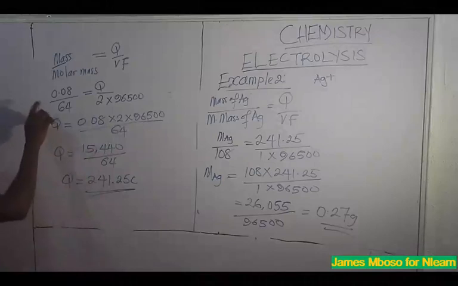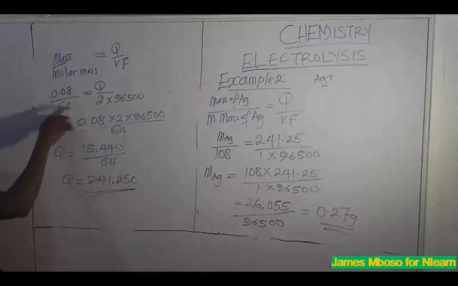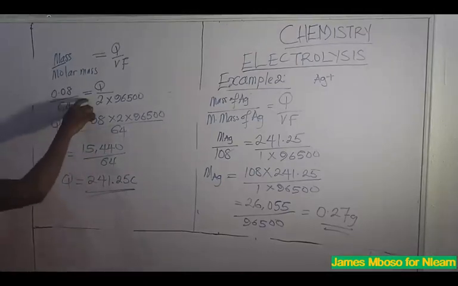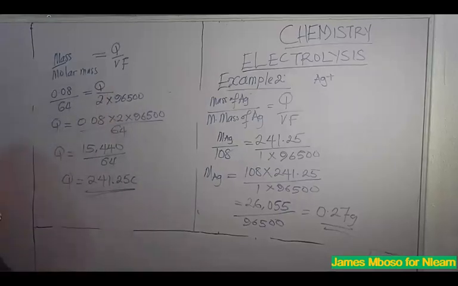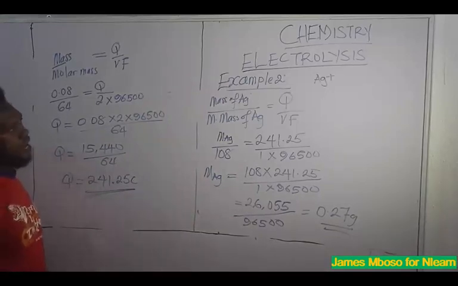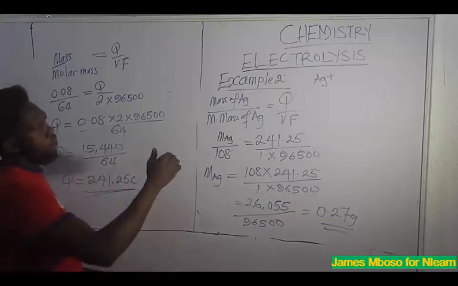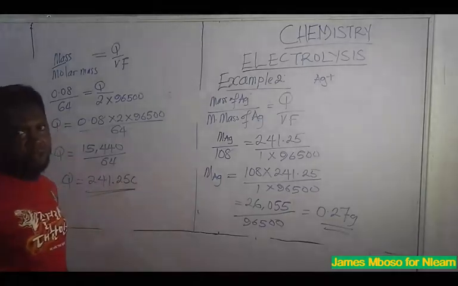Now, 0.08 all over 64 equals your Q all over 2 times 96500. When you multiply the numerator, you have 15440 all over 64. Our final quantity was 241.25 coulomb of electricity. Now, we are looking for the mass of silver.